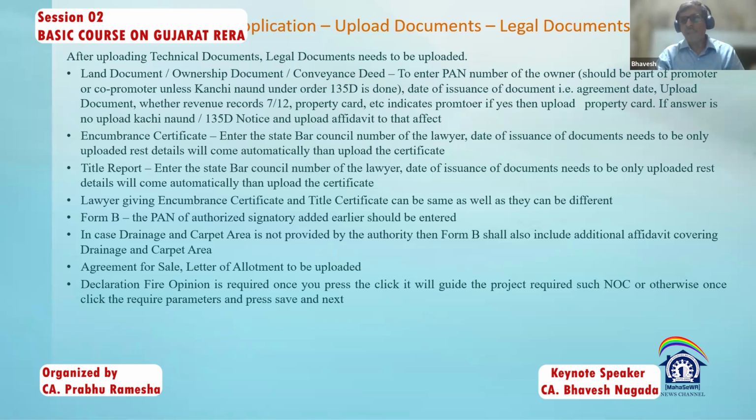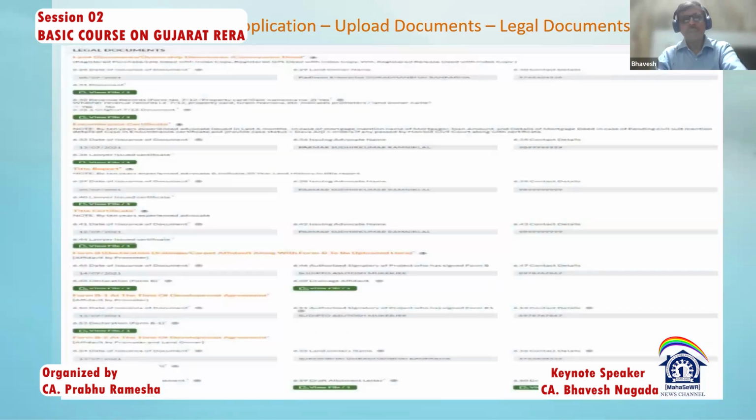Then the declaration on whether a fire opinion is required or not. The moment you get into the declaration, there is a click option for which projects require a fire opinion and which do not. Just click on that and it will automatically serve whatever requirements there are. Once it encompasses everything, you just press submit and your declaration gets submitted. So that's how the legal documents are uploaded. This is the brief way. Probably you may require a magnifying glass to see it, so let's leave it.